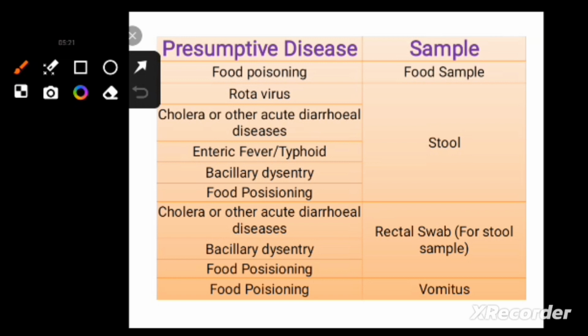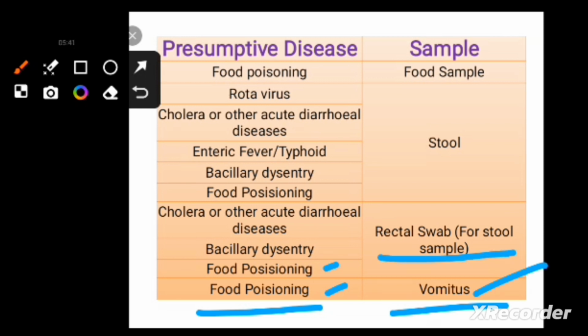In case of food poisoning, you can also collect the vomitus sample. The vomitus sample is collected in a wide mouth sterile container and transported to the laboratory by maintaining cold chain. So, for food poisoning, you can collect either vomitus sample, rectal swab sample, stool sample or food sample. Okay. The symptoms of food poisoning include stomach upset, diarrhea, vomiting. That's why not only the food sample, but you can also collect the stool, rectal swab or vomitus sample to diagnose the causative microorganism which is responsible for the food poisoning.